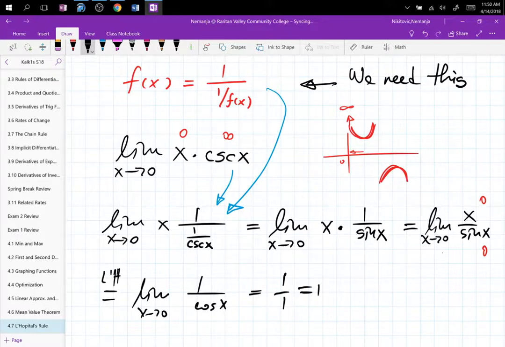So what are we using? We are using the fact that f of x is equal to 1 over 1 over f of x. So that's just an algebra 1 manipulation, right? That you would do in algebra 1 with fractions or whatever. Now we just put the function in there instead of a number, and there you go. Let's find another example.